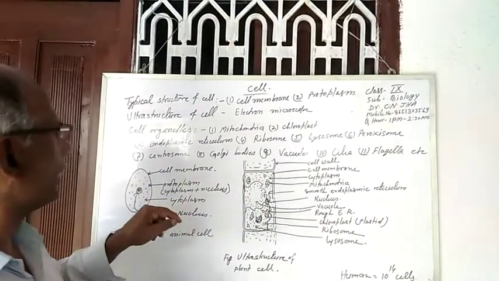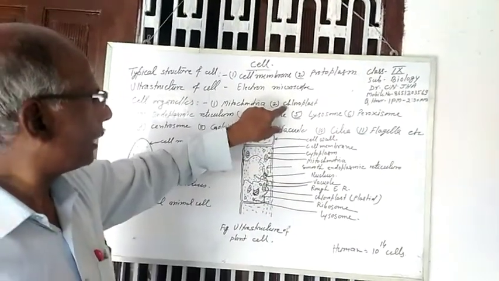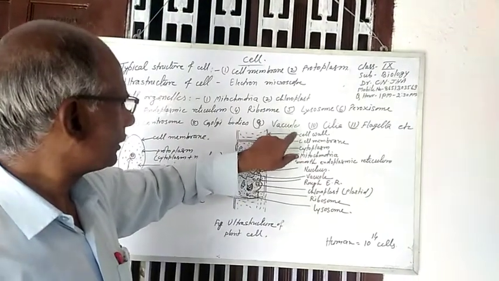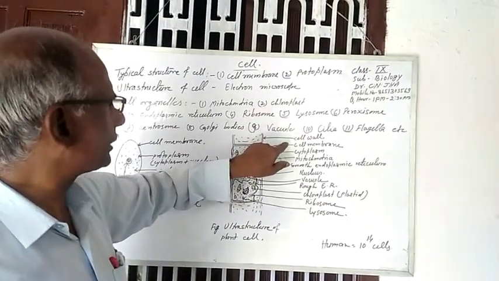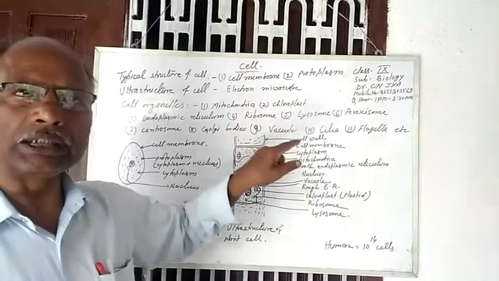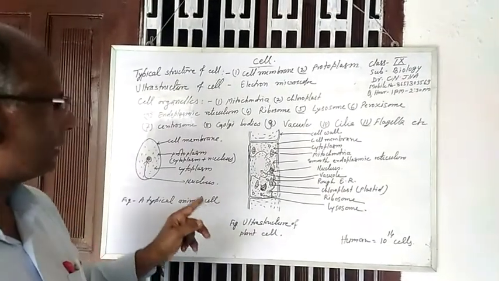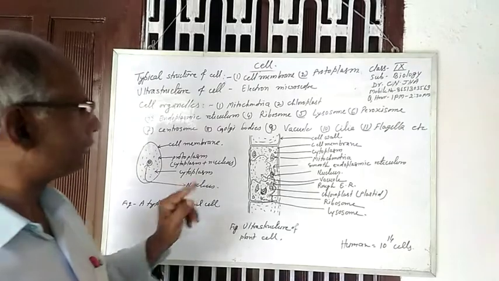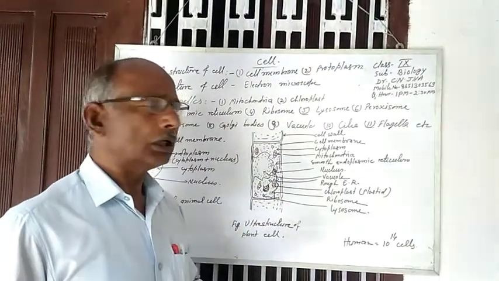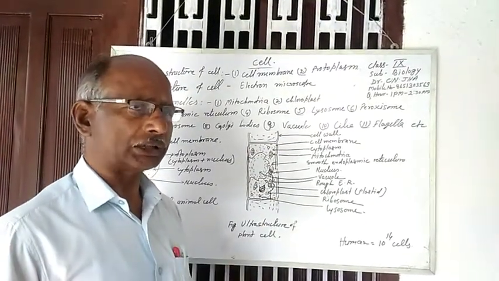In which chloroplast and vacuoles and cell wall, these three cell organelles, the cell wall, chloroplast and vacuoles, are present only in plant cell, and in animal cell these may be absent or vacuoles may be present as very minute structures.